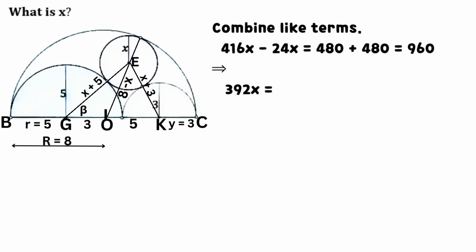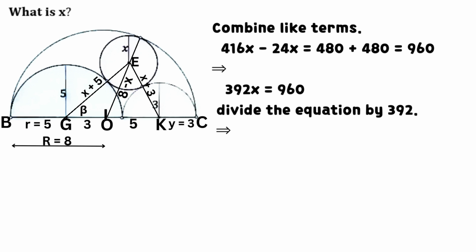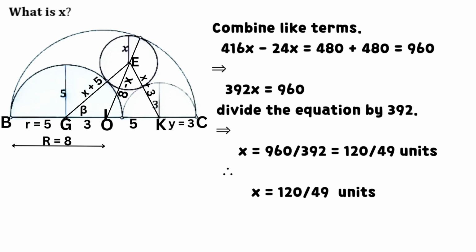Combine like terms. 416 times x minus 24 times x equals the sum of 480 and 480, which equals 960. Simplify and we have that 392 times x equals 960. Divide the equation by 392. Hence, x equals 960 divided by 392, which equals 120 divided by 49 units. Therefore, x equals 120 divided by 49 units.